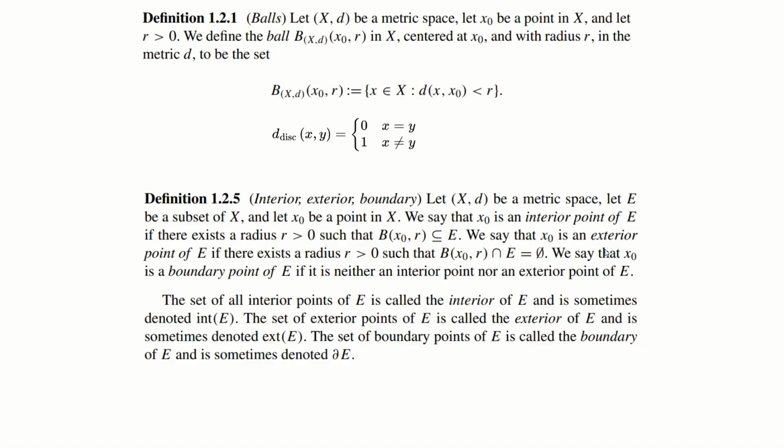So let's recall some important definitions here. First one being if there exists a value of r greater than 0 that satisfies the definition, then there's a valid ball, as well as for the discrete metric. As well for the interior and exterior point definitions, and as well for the boundary point definition, which states that it is a boundary point if it is not an interior or exterior point.